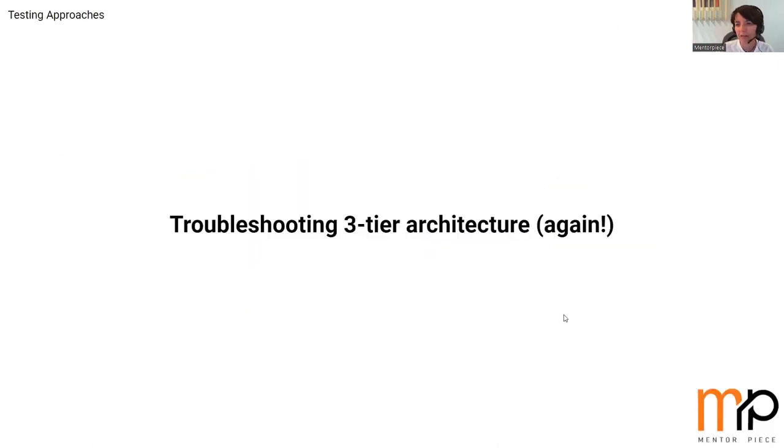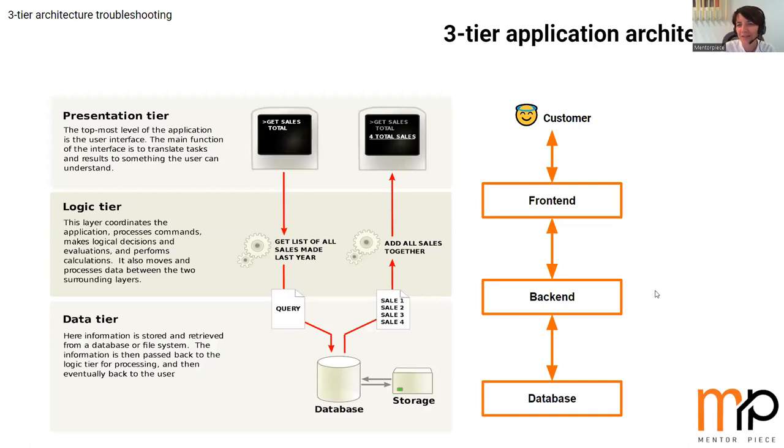So again, troubleshooting three-tier architecture. Fyodor was very glad. I showed him this presentation to ask for his opinion about it, and he almost was crying from gladness.